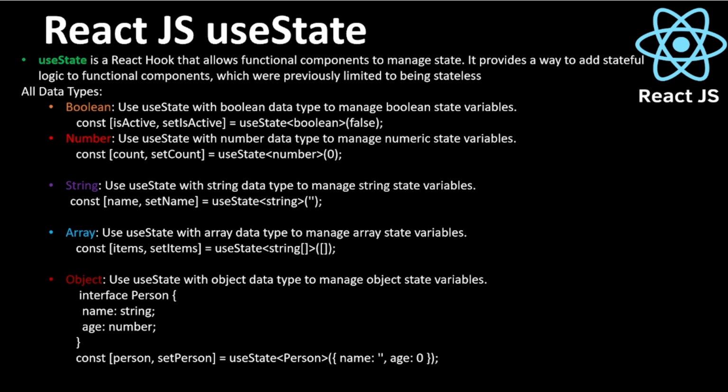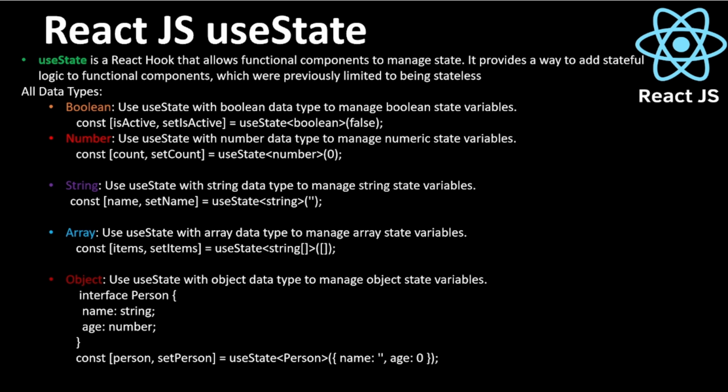It provides a way to add stateful logic to functional components, which were previously limited to being stateless. So I'm going to explain all the data types here. The first one is the Boolean. Boolean is either true or false. Use useState with the Boolean data type to manage Boolean state variables.